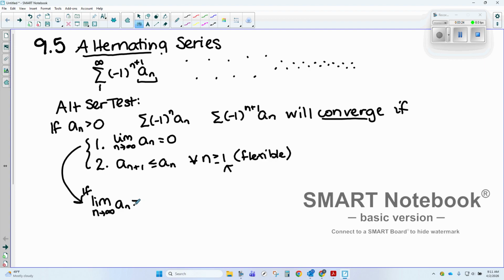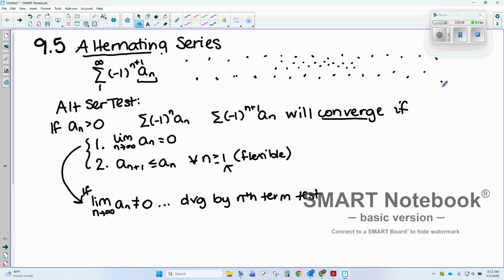If that is not 0, we can usually say that it diverges by the nth term test. Because if we take this whole piece together with alternating signs, if none of these things are getting closer to 0 and they're staying up here alternating back and forth between something else, they won't be going to 0 either.